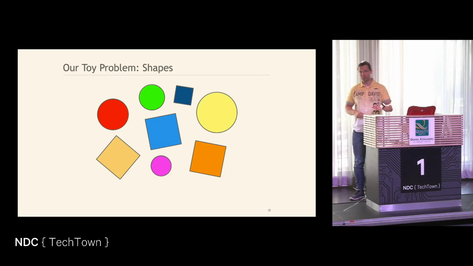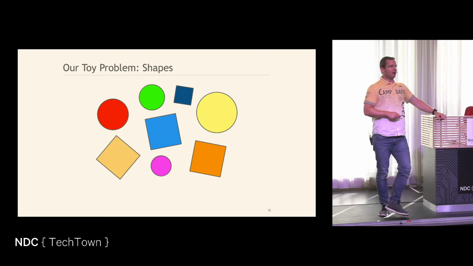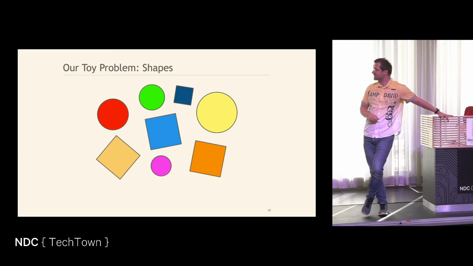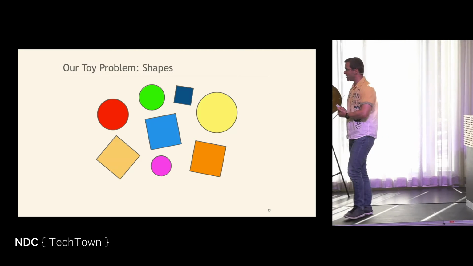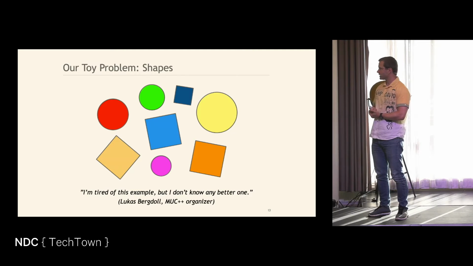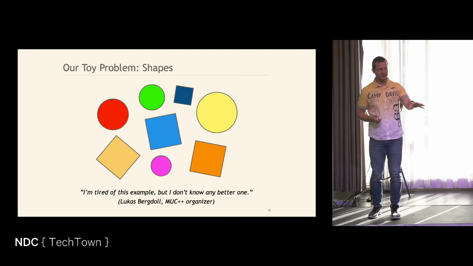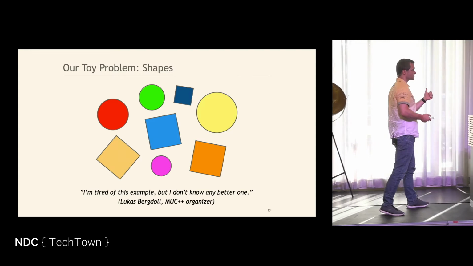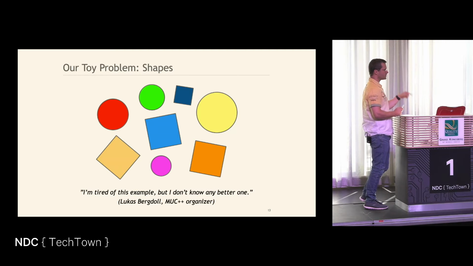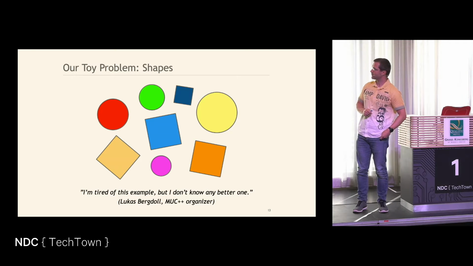All right, and our toy problem is drawing shapes. And I know, that's not exactly the most fun example. It's not exactly rocket science, but to quote my colleague from the Munich C++ user group, I'm tired of this example, but I don't know any better one. So it's a super simple example, but because I'm showing you something that you might not have seen before, I believe it's a reasonable example. It's so simple that you can focus on the implementation details. And after all, that's the point.